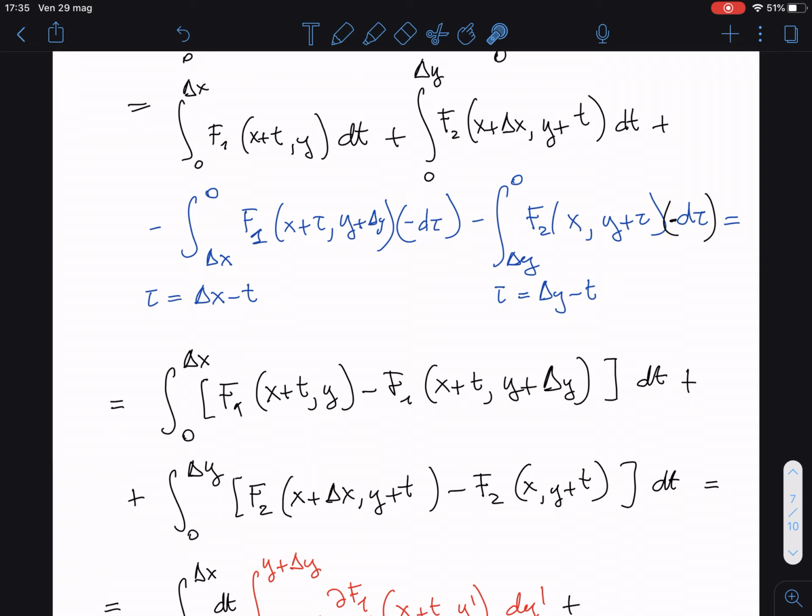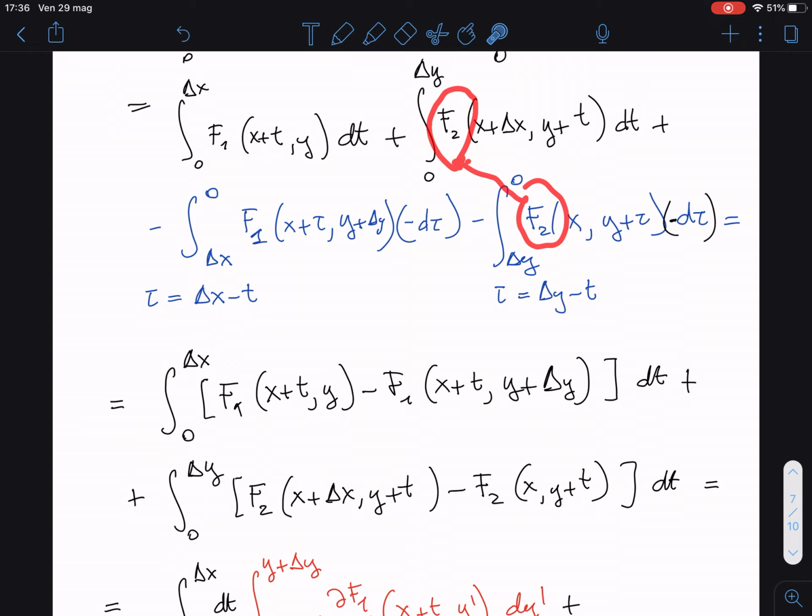Exactly the same procedure for the next term. In the next term, we gather together the terms with F2, so the second component of the field, and this means that we are referring to what happens on the vertical axis.